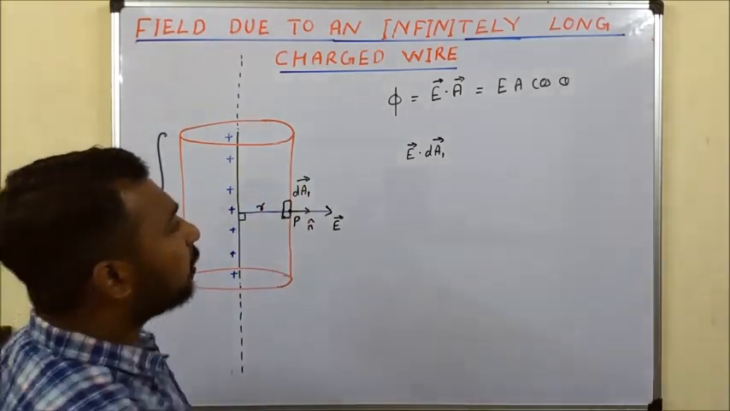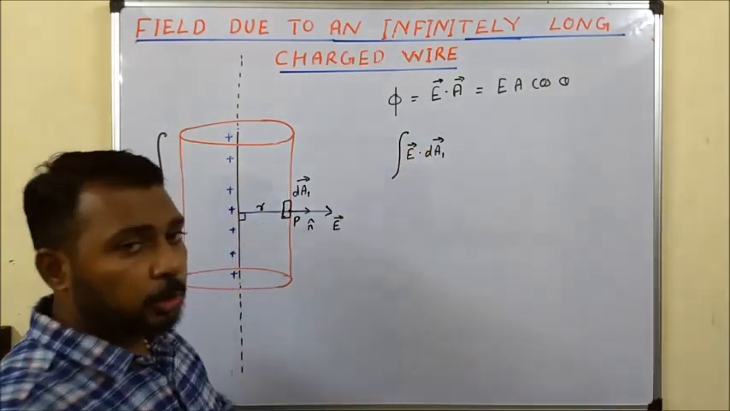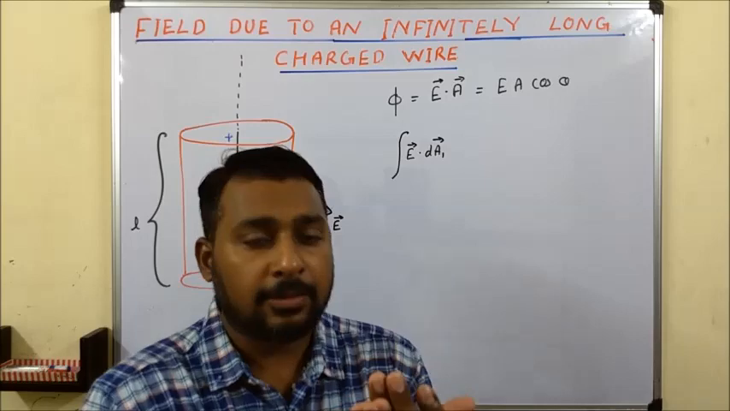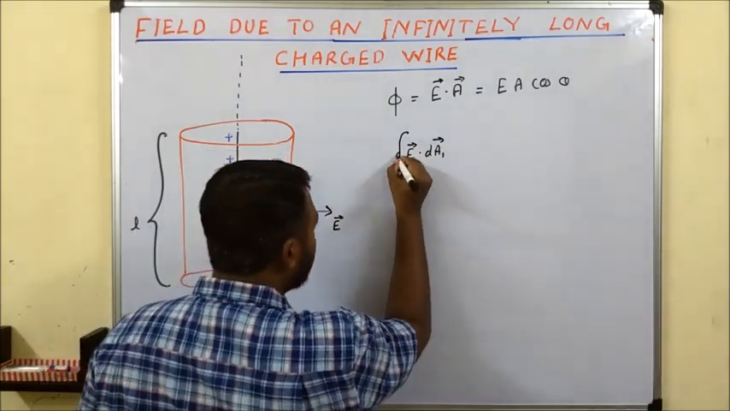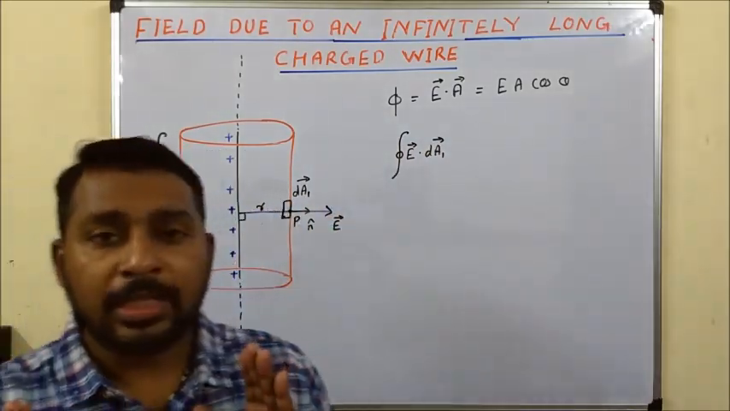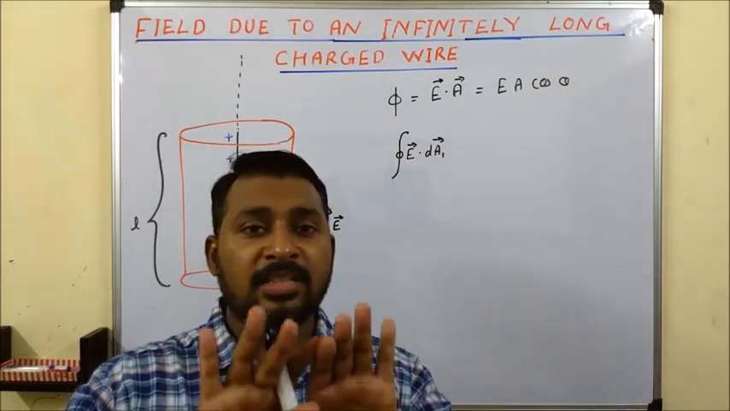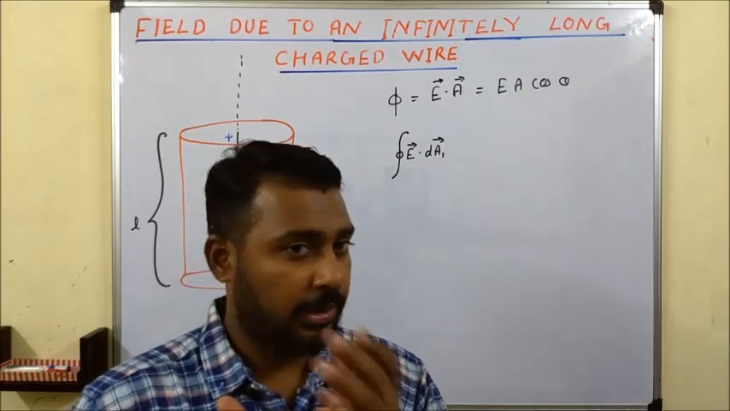Okay, and how will you find out then the entire flux? That entire flux you have to integrate. So you are integrating a closed surface. So closed surface integral. We denote it like this, the closed surface integral E dot dA1, which will give you the flux passing through the entire curved surface only, curved surface.